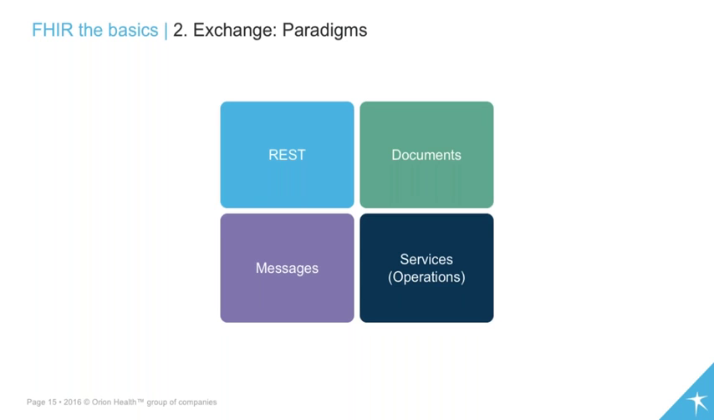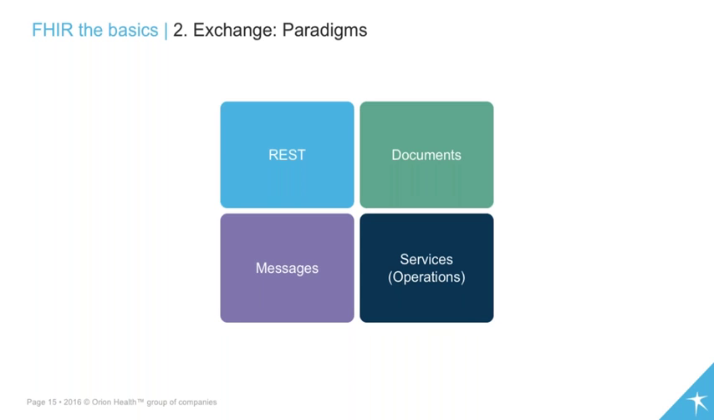Well, the next part I'd like to touch on is the paradigms of exchange. Now, in the FHIR community, we actually think of 4 different paradigms, 4 different ways in which we share information. To the top left is what we call REST, or representational state transfer, if you really want the acronym. But this is really about real-time interaction with the FHIR server. The classic example of this is a mobile application.